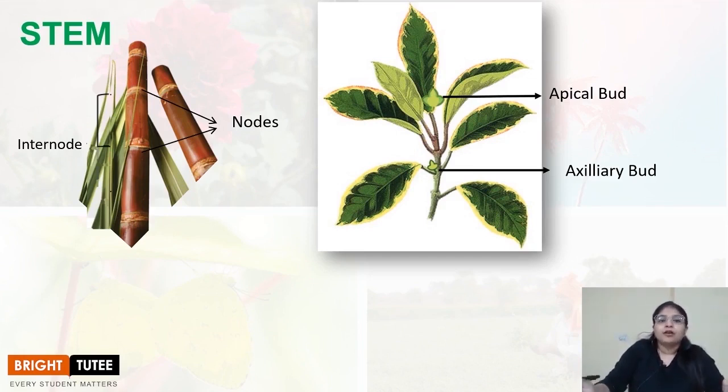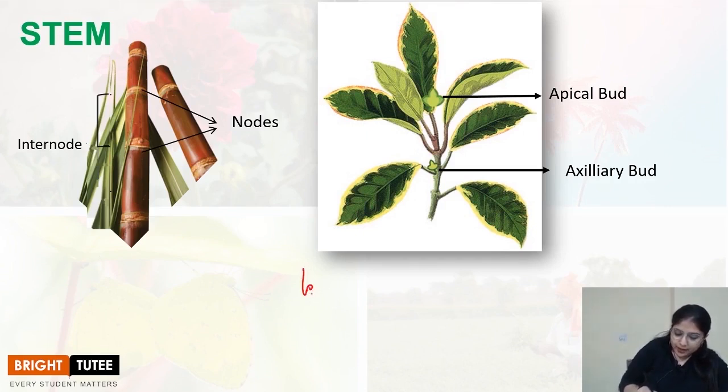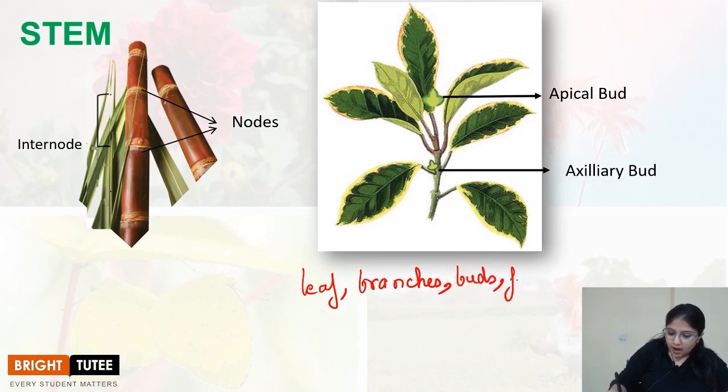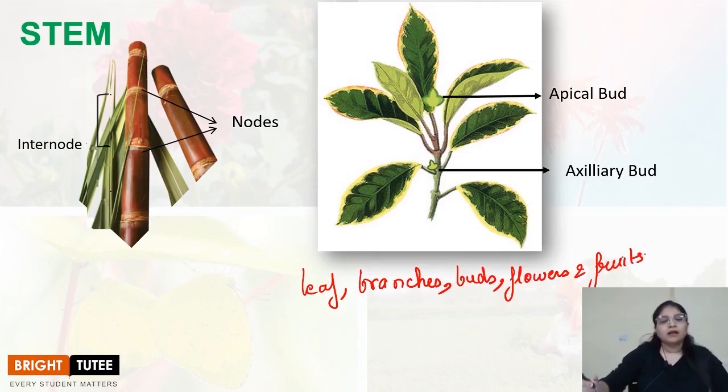You must have seen different plants in the previous activities. We saw different plants and we observed the stem of different plants. Now when you were observing, what did you see? What all things did the stem bear? You will see that the stem bears the leaf, right? It bears the branches, right? It bears buds, flowers and fruits. All of these are borne by the stem, right?